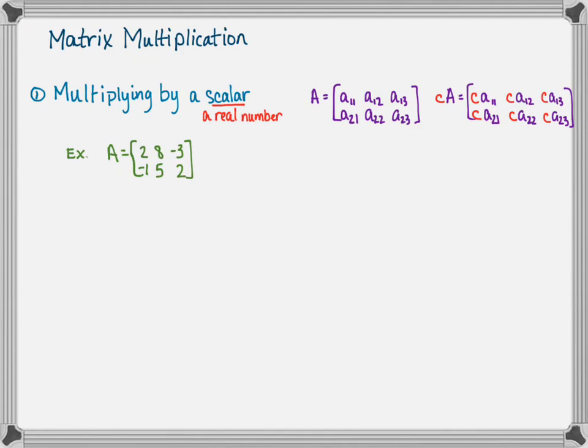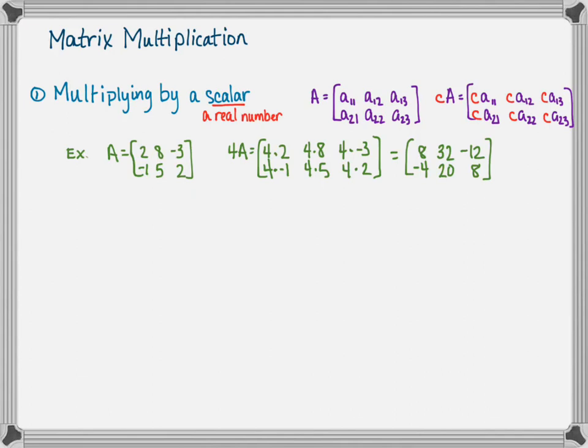So let matrix A consist of 2, 8, negative 3, negative 1, 5, 2. Then 4A is equal to the matrix consisting of 4 times 2, 4 times 8, 4 times negative 3, 4 times negative 1, 4 times 5, 4 times 2, or 8, 32, negative 12, negative 4, 20, and 8.